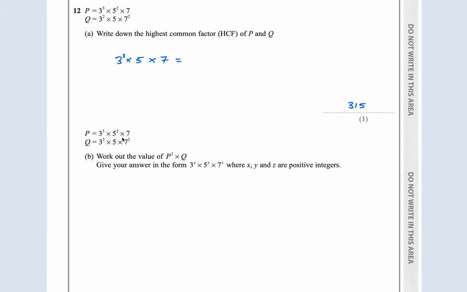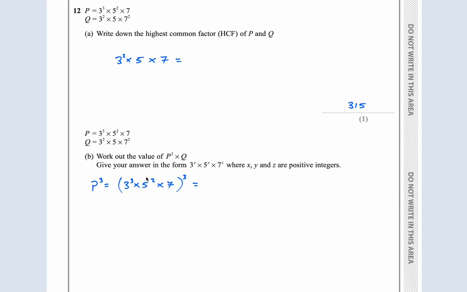Okay, again, P and Q. Work out the value of P cubed times Q. Give your answer in this form, where x, y, and z are positive integers. Okay, this is tricky, guys. P cubed is, let's just put it in a bracket. It's 3 cubed times 5 squared times 7 cubed. Now, when you do this, you cube each of these. It's this cubed, and this cubed.